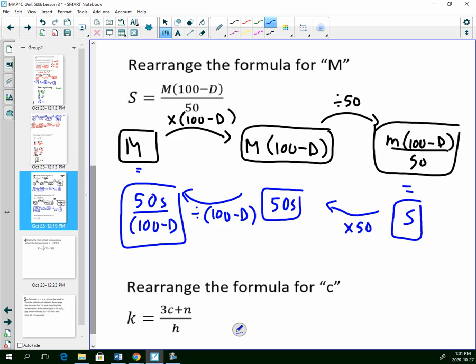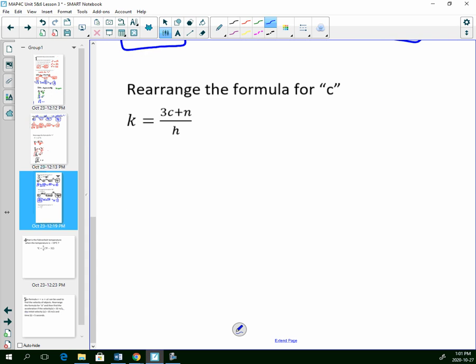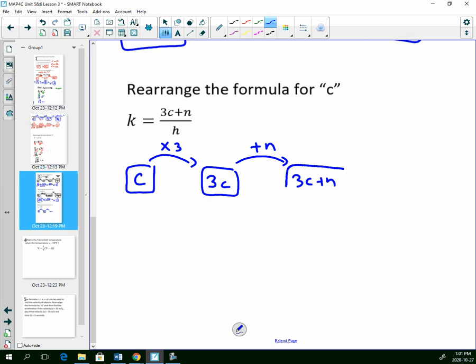Okay, let's look at the next one. So this one, we want to solve for c. So the first thing we did to the c was multiply by 3. After that, we added n. And then the last thing is we divided by h.